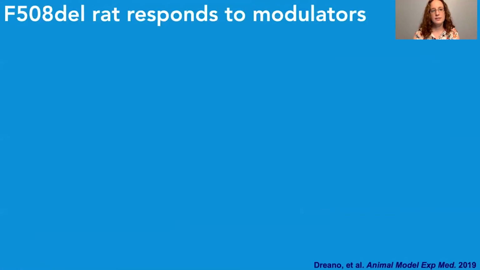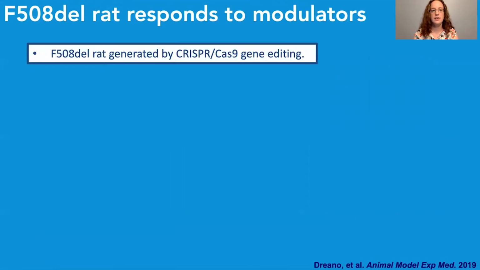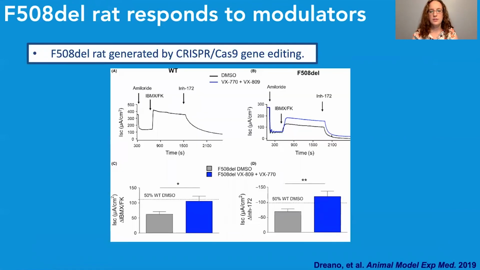A second F508del rat has been generated in Europe, and this group assessed the effects of this rat in response to modulators. This was also generated by CRISPR-Cas9 editing. When they took nasal primary epithelial cells and cultured them at air-liquid interface, they were able to assess the short circuit current of the wild type versus the F508. The wild type has a strong response to forskolin with a corresponding decrease in current after INH172, indicating CFTR specificity. When the F508del cells were analyzed without any treatment in the black line, you can see a smaller forskolin response and a smaller INH172 response.